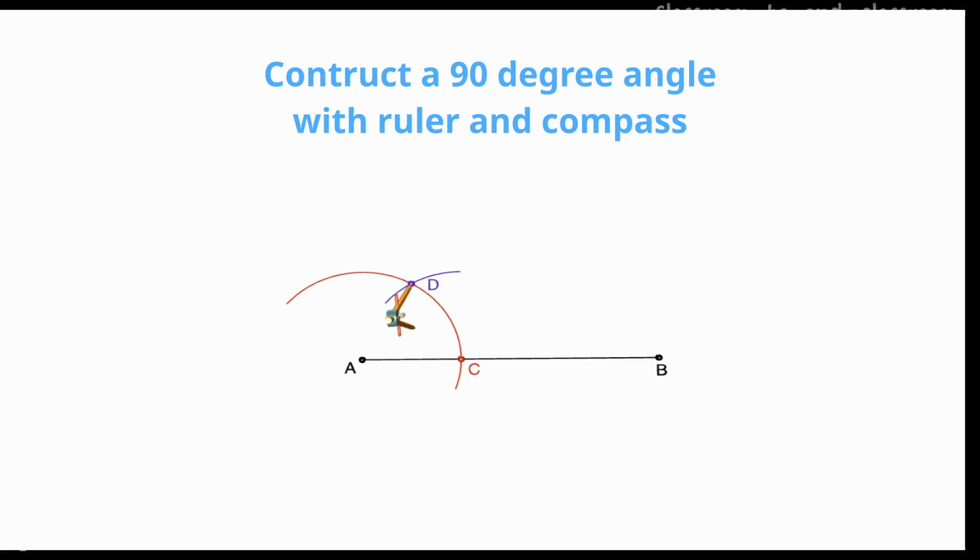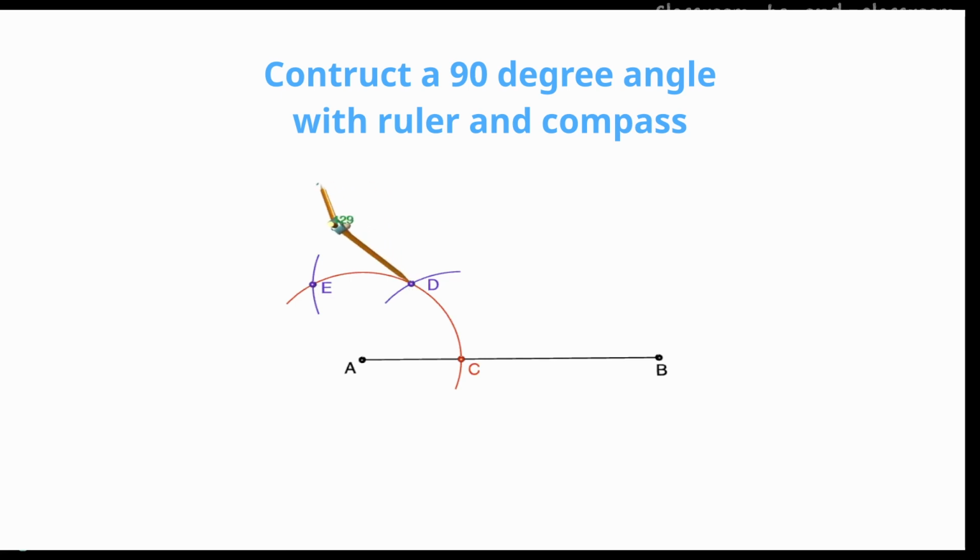Now take D as the center and the same radius as the previous radius, and draw another arc to cut the first arc at another point. So we get another point of intersection, that is point E. Now we have two points, point D and point E. Now take point D as the center and draw an arc, and the radius of the arc should be more than half of ED.